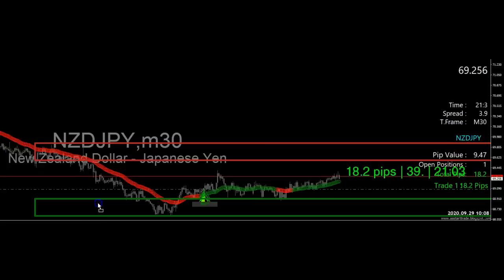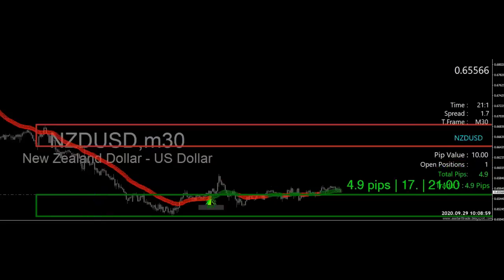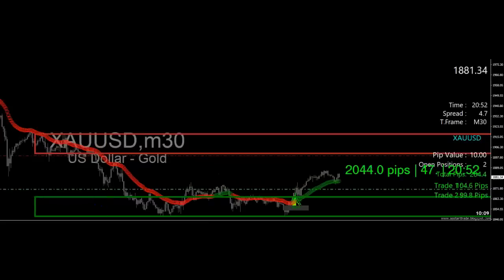And let's go to another one. And that is NZD USD. As you can see, we're up 5 pips, or I'm up 5 pips. I hadn't sent those out to the signals group. And here's the last one. And that would be gold.